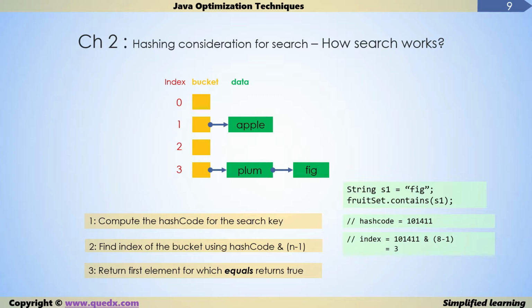It needs to know which bucket might have this. So in this case, it will compute index equals 101,411 & (8 - 1). So 8 is the capacity. So we'll get 3. So then it has got a reference to the linked list, which possibly might have the element it is trying to search. Then it will iterate through the list and it will return the first matching element. The matching element is where the equality operator will return true. In this case, it will be the second element.